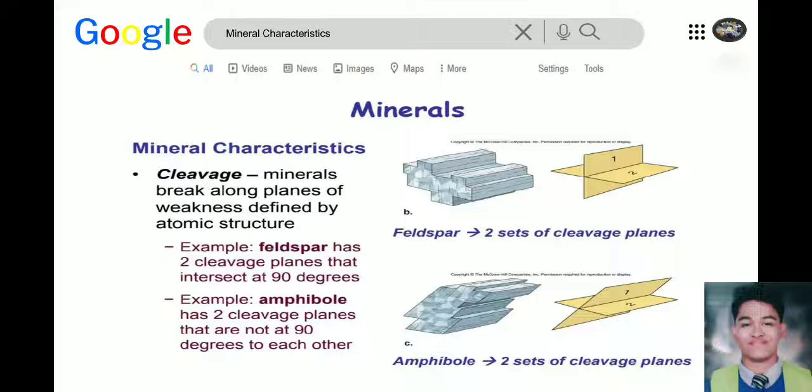For the next slides, the examples given are feldspars and amphibole, which, as I have said earlier, have two sets of cleavage planes. The feldspar has two cleavage planes that intersect at 90 degrees, while amphibole also has two cleavage planes, but they are not at the exact 90 degrees to each other.